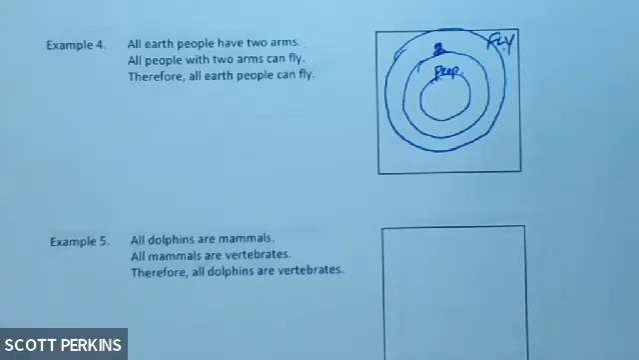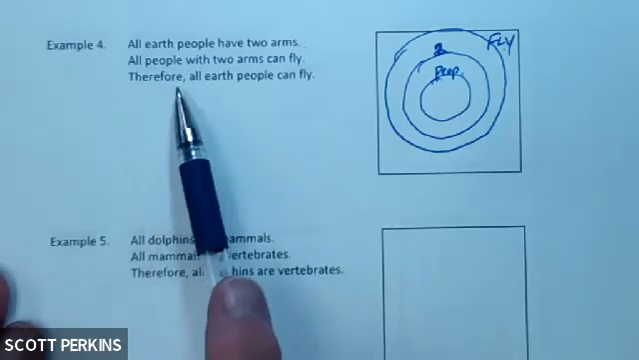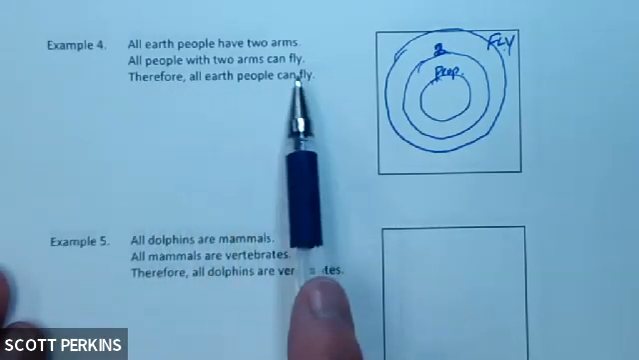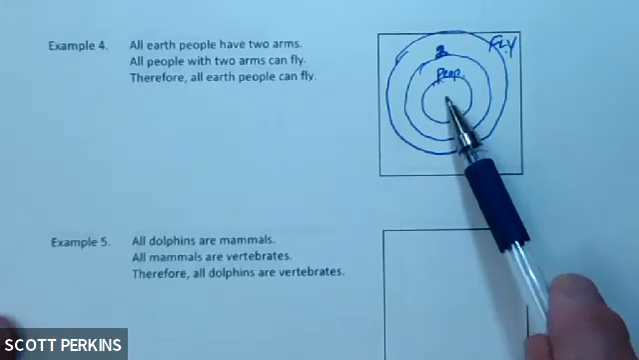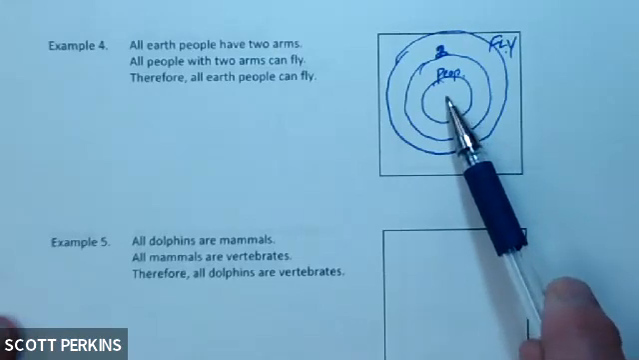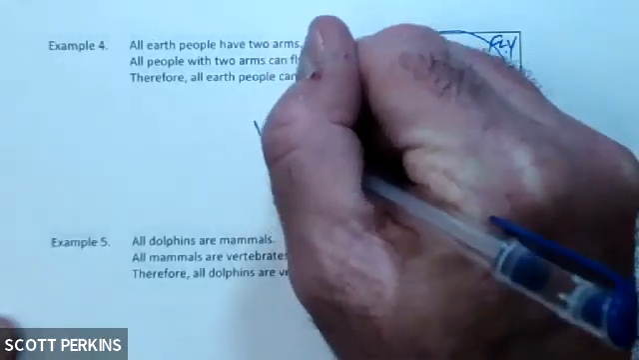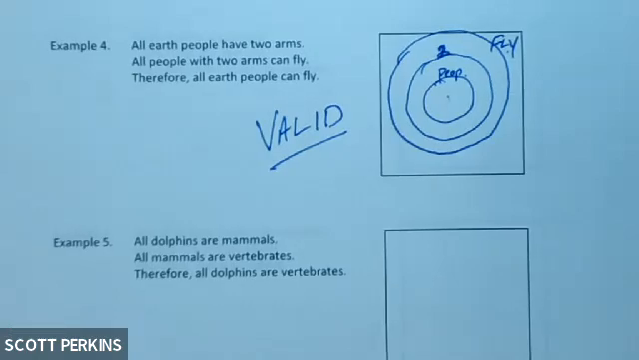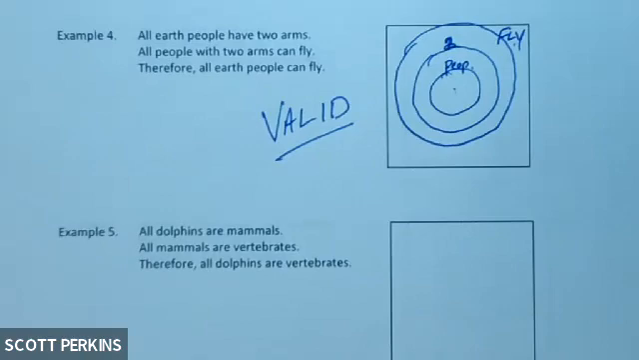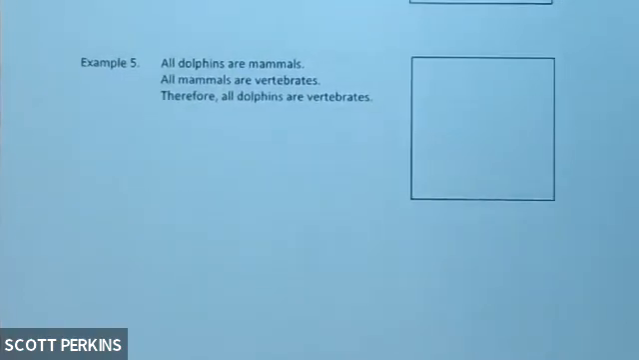So then let's look at this drawing. Do I have to come to this conclusion? All Earth people can fly? Is that a true statement or a false statement according to this drawing? Yeah, there's no way that these Earth people can be outside of that circle. So this is a valid argument. Okay, so like I said, if you didn't quite get that, I understand because that was a little different. Okay, that involved two quantitative statements. This next one is super similar. Okay, it just involves our favorite mammal, the dolphin. So go ahead and give this one a try.